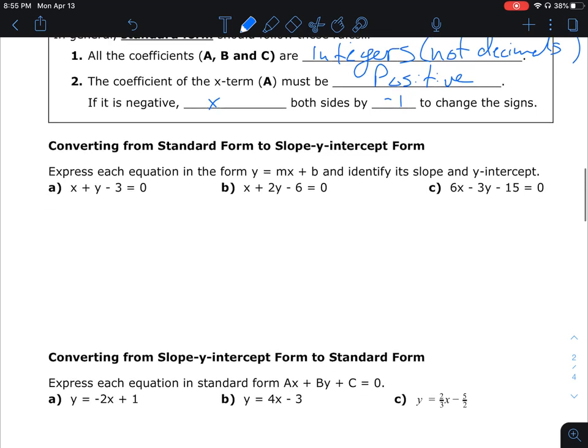So we're going to practice expressing each equation in the form y equals mx plus b and identify the slope and y-intercept. So I need to express the equation in the form y equals mx plus b, identify what the slope is and what the y-intercept is. And just as a quick refresher, slope is indicated by m, and our y-intercept is indicated by b.